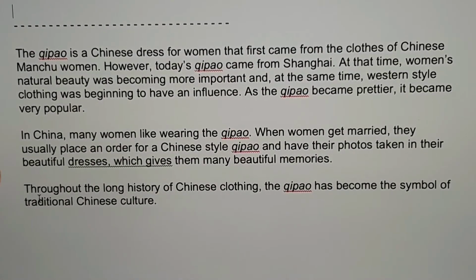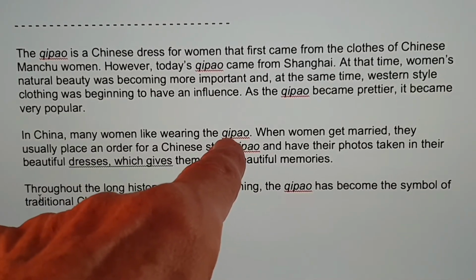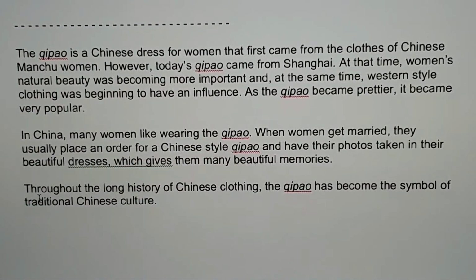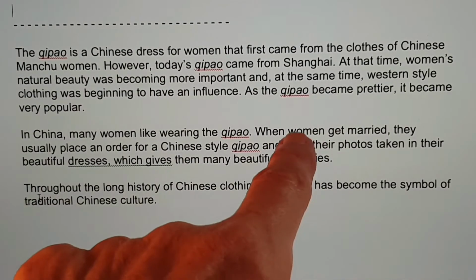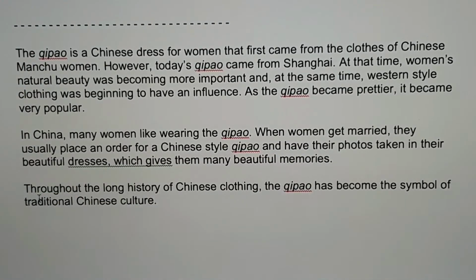In the second paragraph, in China, many women like wearing the qipao. When women get married, they usually place an order for a Chinese-style qipao and have their photos taken in their beautiful dresses, which gives them many beautiful memories. Okay, here we've got beautiful and beautiful, but the second beautiful strengthens the word. Again, you could choose something else here. Qipao, we've now got it twice, before there were 3 times, and the last sentence is now one long sentence rather than 3 or 4 short ones.